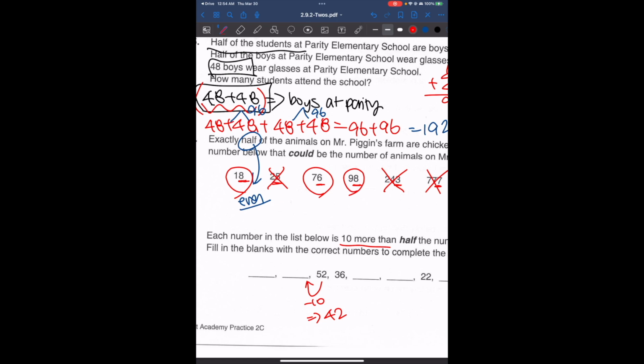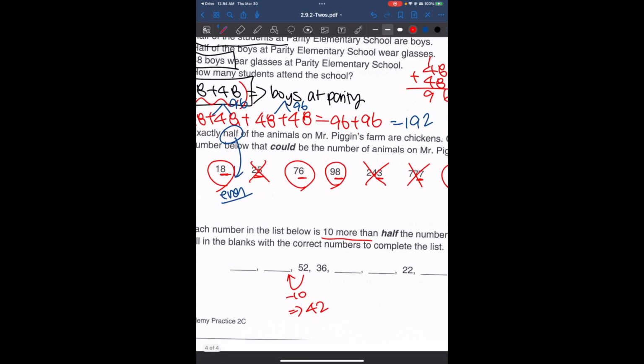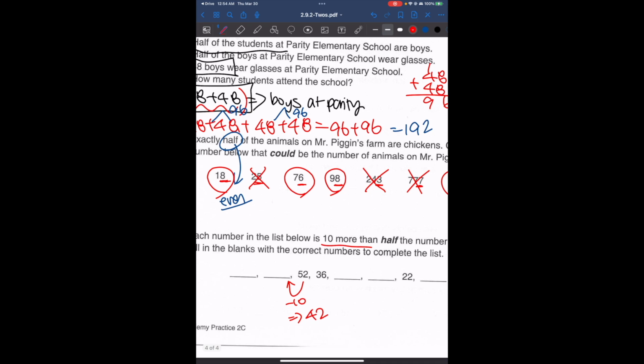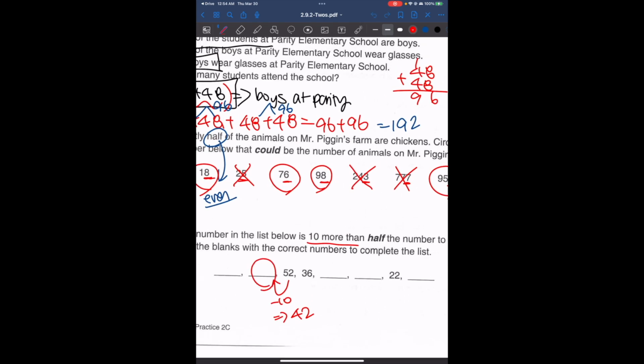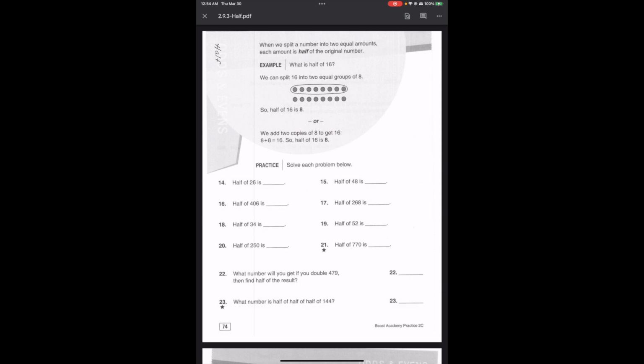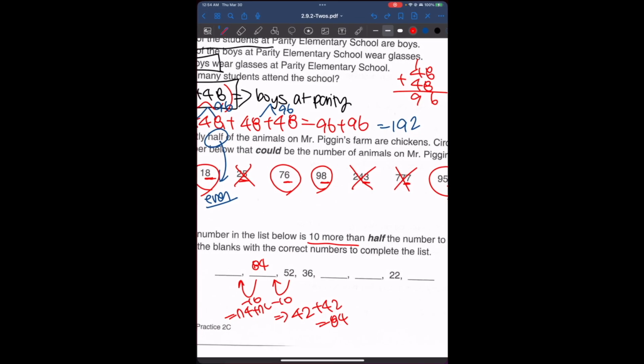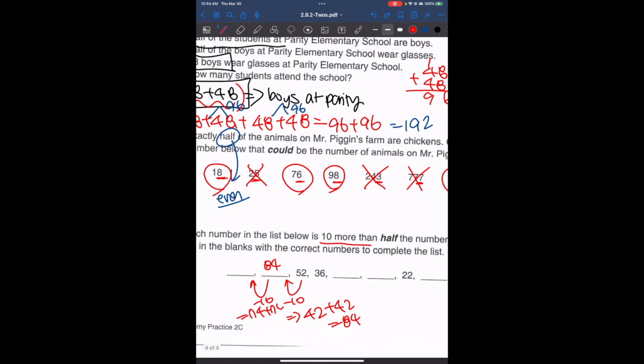And then, right, so that was 42. So 42 is half of this number. And so we're going to do 42 plus 42, which gives us 84. Now we're going to do the same thing. We're going to subtract 10 first, which gives us 74. And since 74 is half of this number, we're going to add 74 once more. And so that is going to be 148.